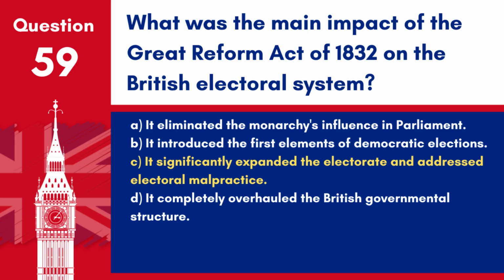Answer: C. It significantly expanded the electorate and addressed electoral malpractice. The Great Reform Act of 1832 reformed the electoral system by redistributing seats, broadening the voter base, and reducing electoral corruption, paving the way for further democratic developments.